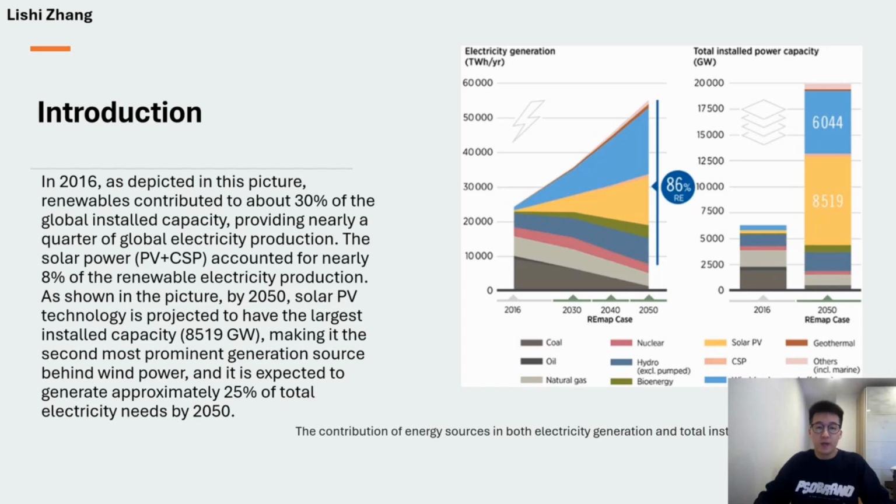As shown in the picture, renewables accounted for about 30% of global installed capacity in 2016, providing nearly a quarter of global electricity generation. Solar power accounted for nearly 8% of renewable energy generation. As shown in the picture, solar photovoltaic is expected to account for about 25% of total electricity demand by 2050.